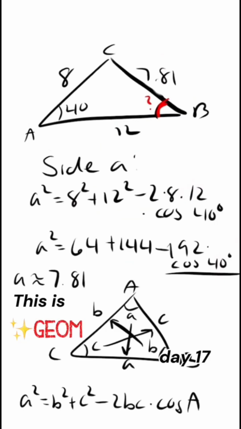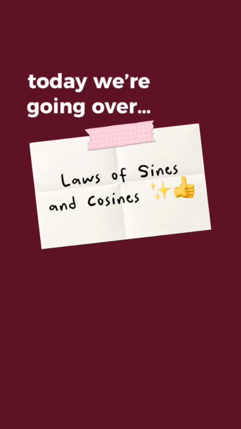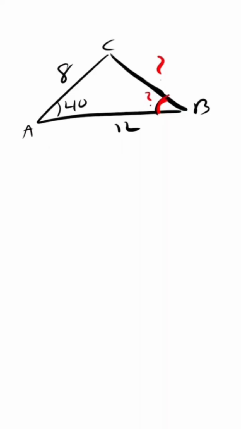This is day 17 of Geometry Galore, where I make boring geometry formulas fun. Today we're going over the laws of sines and cosines. Imagine we have triangle ABC here. We know angle A is 40 degrees, side B is 8, and side C is 12. We are trying to find side A and angle B.